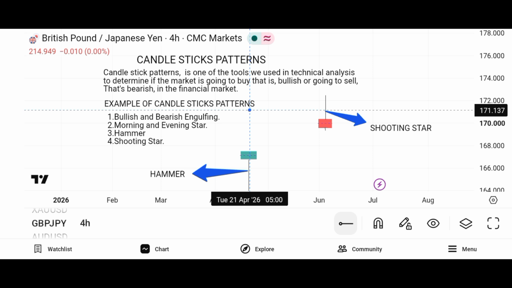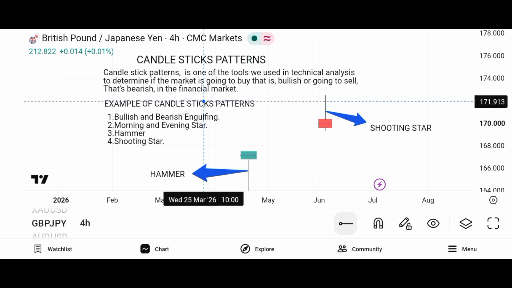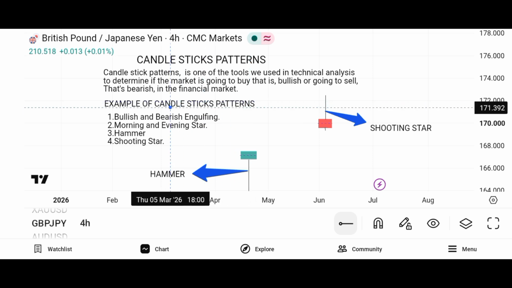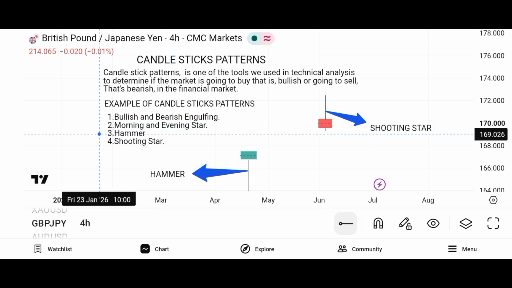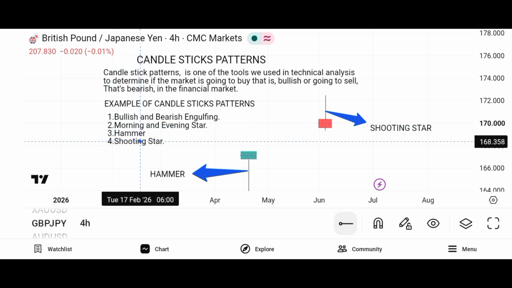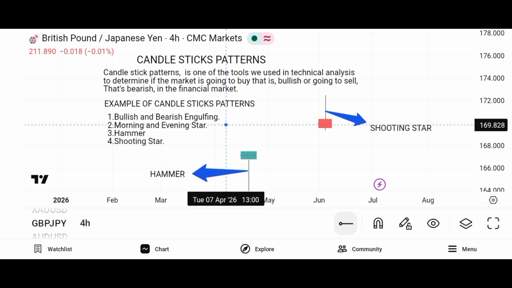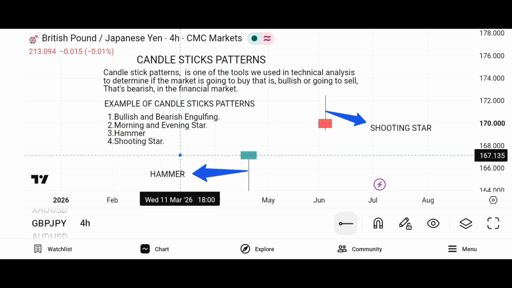In our last class, we stopped at morning star and evening star. In this lesson, we are going to be talking about the hammer and the shooting star. Don't forget, we are talking about candlestick patterns, and I've given you examples of bullish and bearish engulfing, morning and evening star, and I will show you on the chart. So in this video, we are talking about the hammer and the shooting star. I'll still be showing you from the chart and giving you the psychology behind them as well.